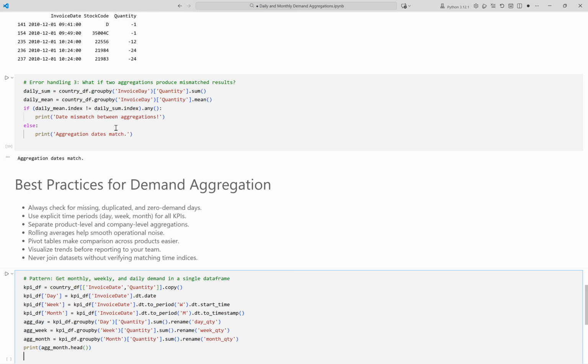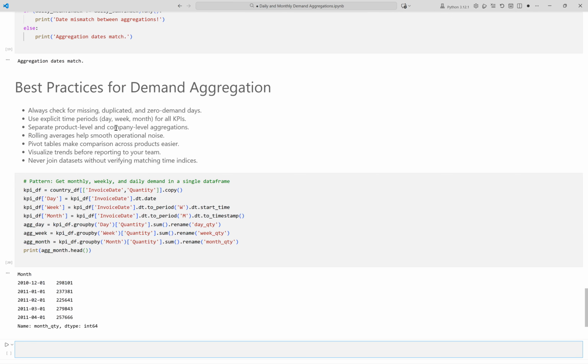Running the cell now. This output shows the total demand aggregated by month, with key monthly quantities decreasing from December 2010 through February 2011 before rising again. It demonstrates the importance of using explicit time periods, in this case, monthly, to effectively track and compare demand trends over time as part of best practices in demand aggregation. KPIs at multiple time scales let you align procurement, replenishment, and sales cycles.